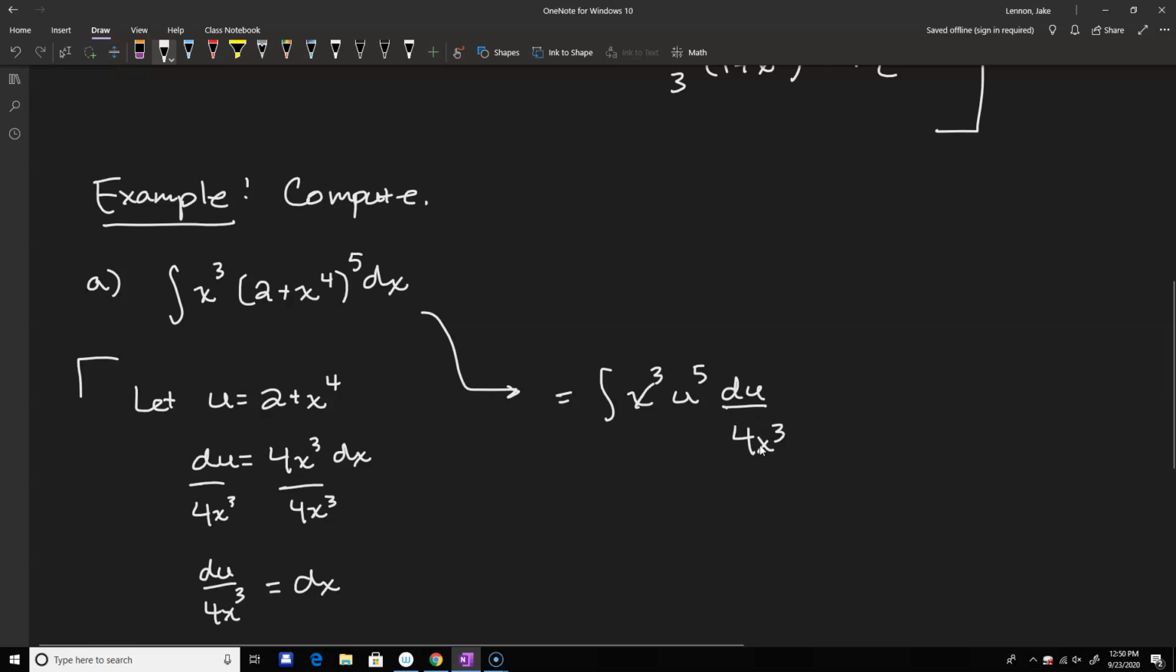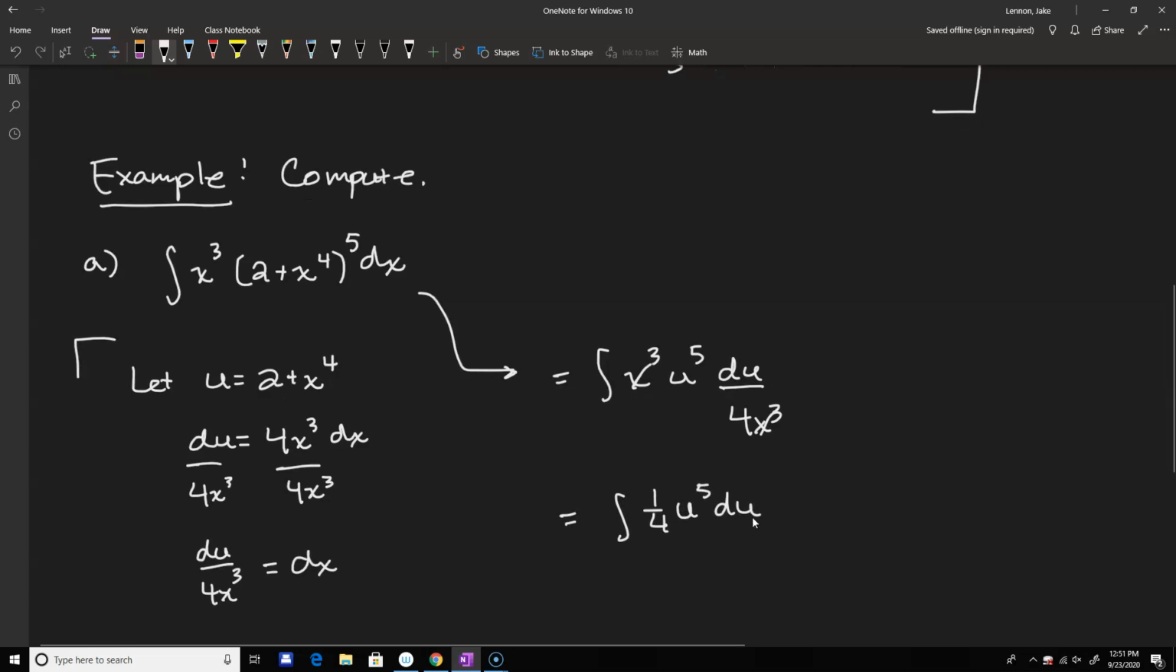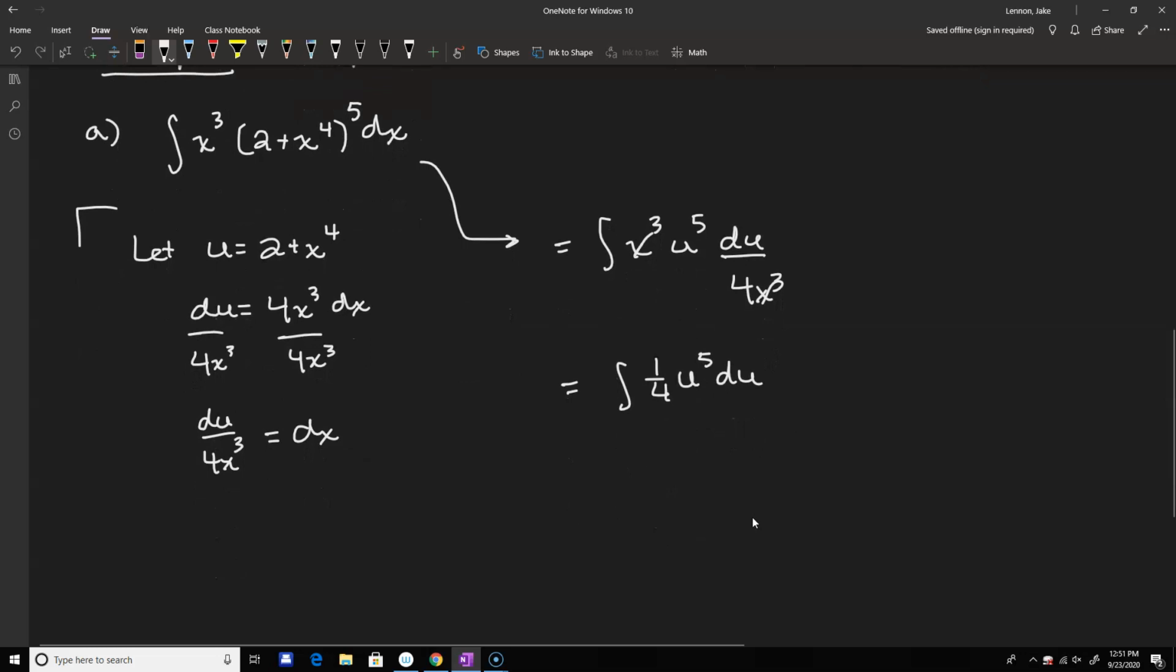So the x cubes will cancel out, and we'll be left with the integral of 1/4 times u to the fifth du. So now we have an integral completely in terms of the new variable u. And again, we're going to take that u to the fifth, it becomes u to the sixth, and then we're dividing by 6 now. So 1/4 times 1/6 is 1/24.